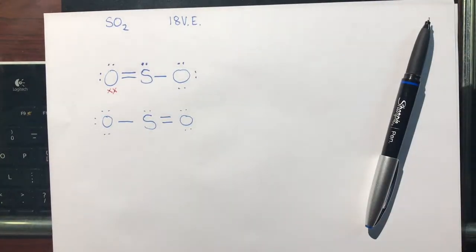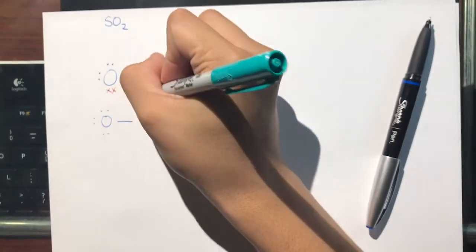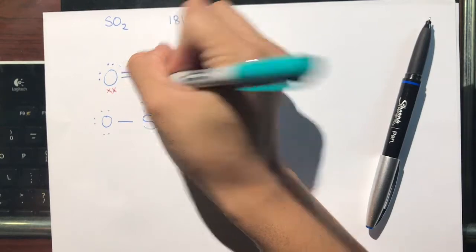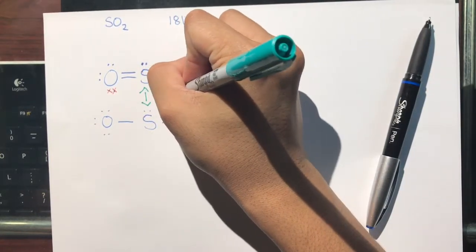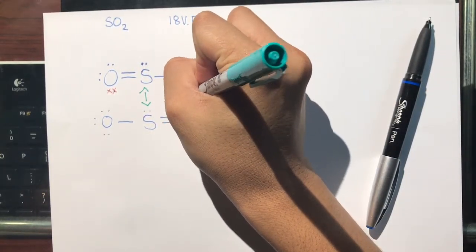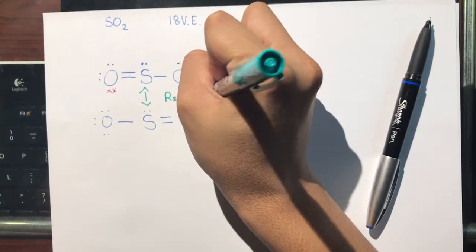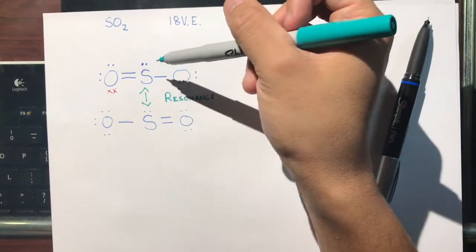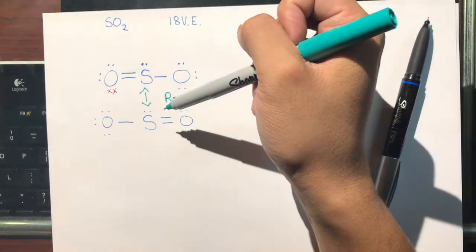Could you draw either one of these? And the answer is yes. What this is called is you represent it by double-sided arrows. What this is called is resonance. Okay, what does this mean? Does this mean that sometimes the structure is like this and then sometimes the structure is like this?